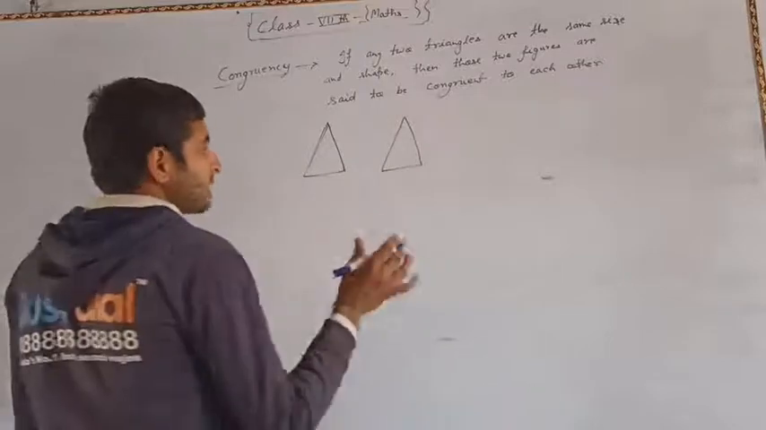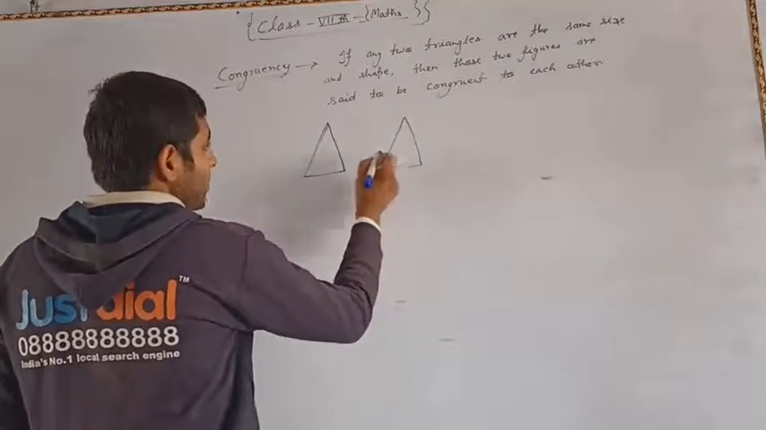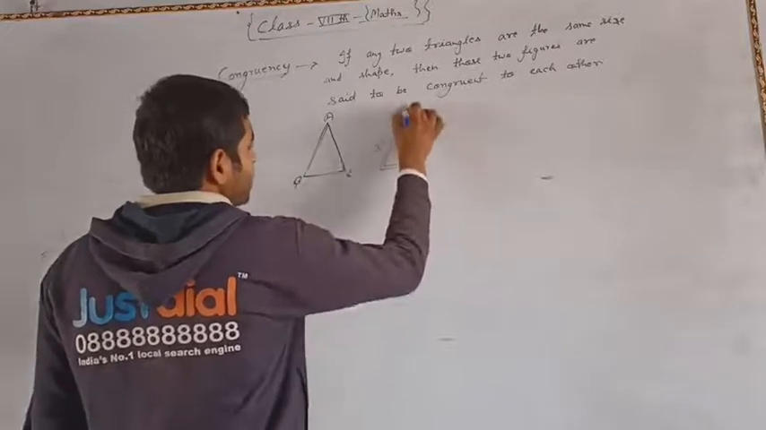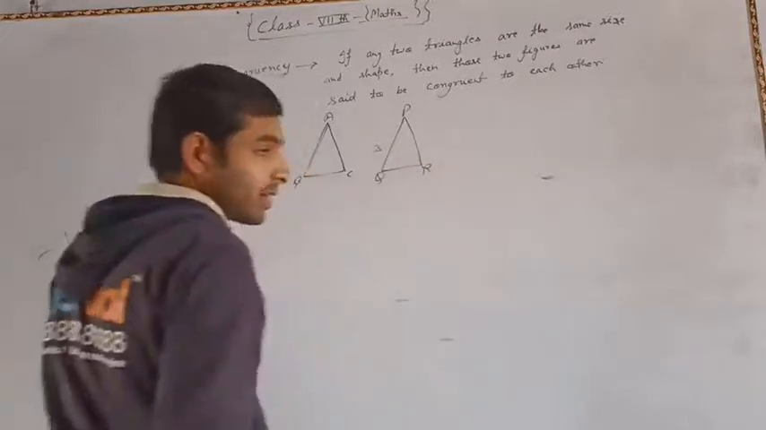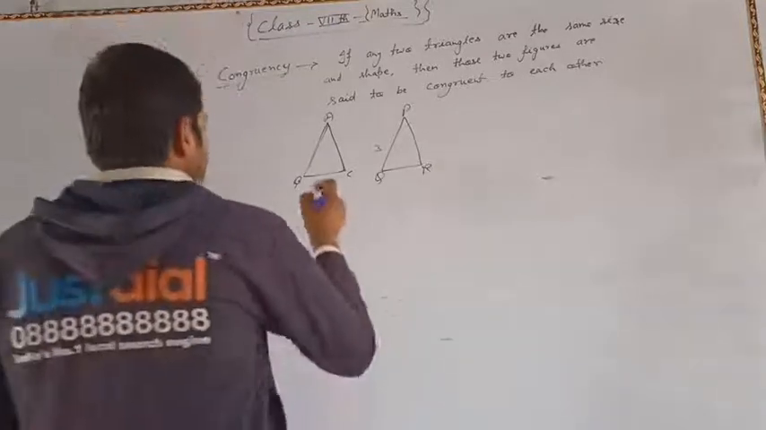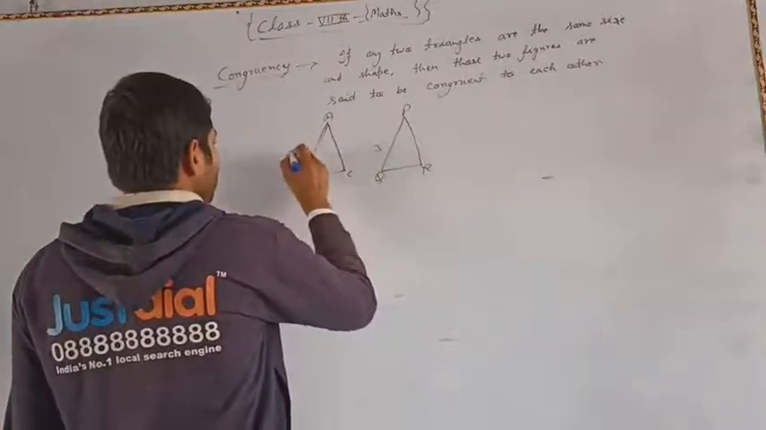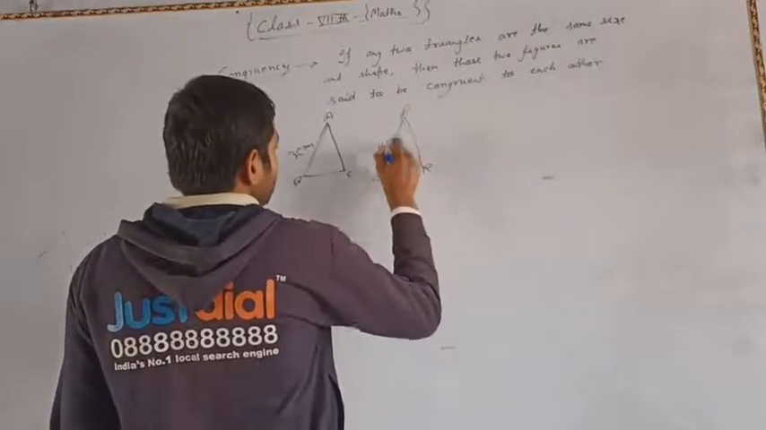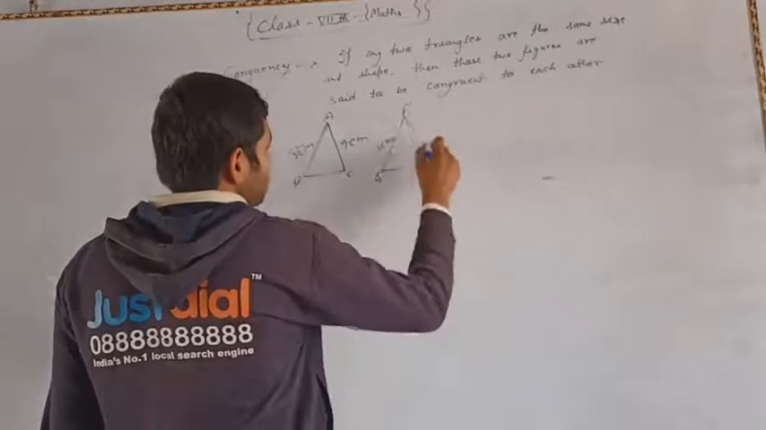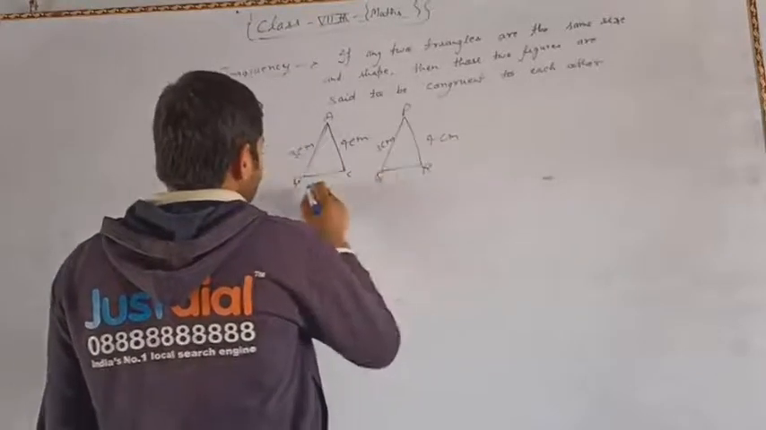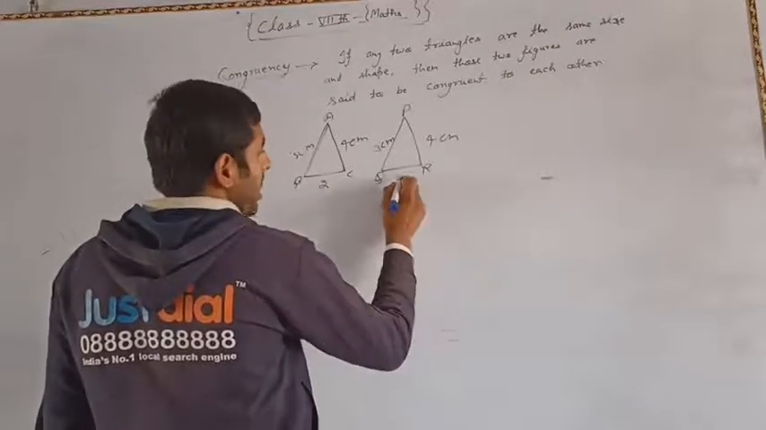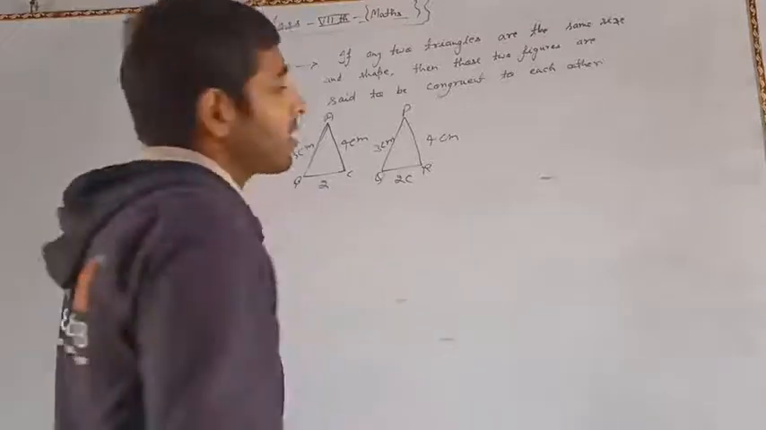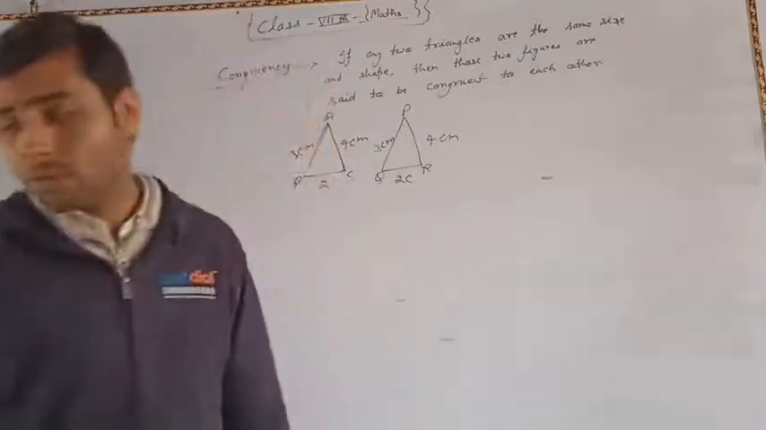If they have the same size and same angles, here you can see this figure ABC and this PQR. Suppose two figures are given, and here AB is equal to 3 cm, so PQ is also 3 cm, and PR is equal to 4 cm, and the other side is 2 cm, then QR should also be 2 cm. So these two figures are called congruent figures to each other.